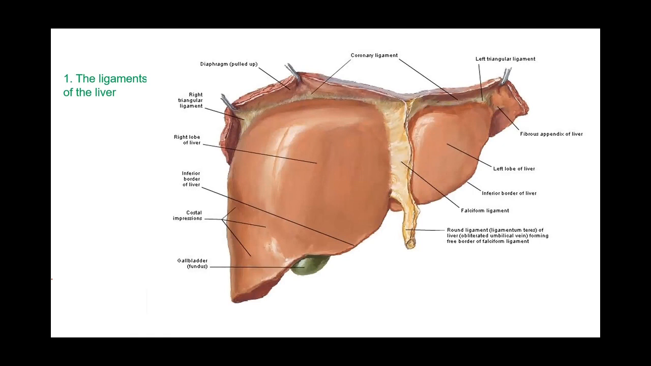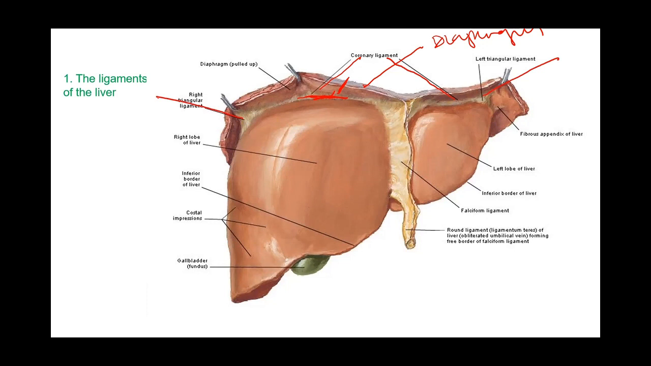Now, if you just take a glimpse of this picture, you will see this is the diaphragm. And just beneath the diaphragm, there is a ligament that is attaching the liver to this diaphragm, and this is called the coronary ligament. Okay? Now, at the outer margin of this coronary ligament, you have triangular ligaments. The left triangular ligament and the right triangular ligament.